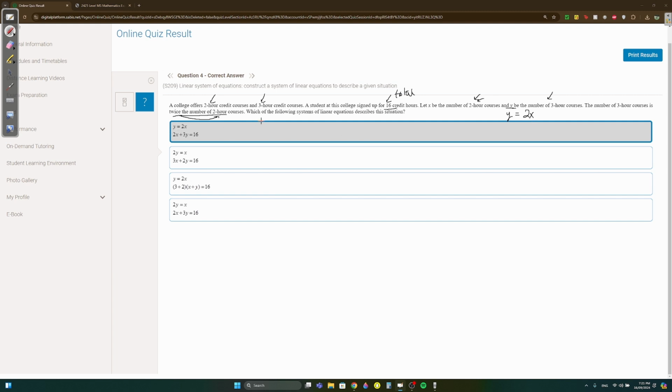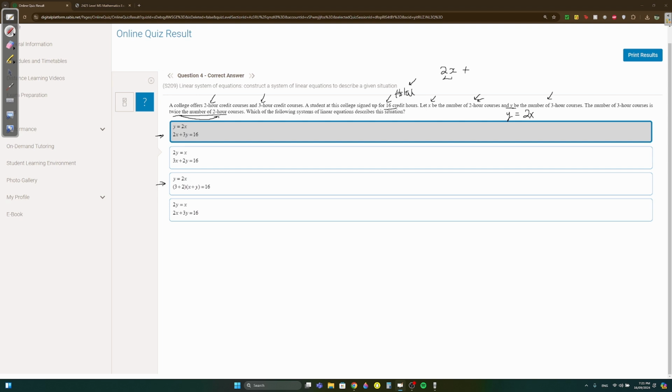So they said which of the following equations is true. So it's either this one or this one. What's the difference between this and this? We also know that the total, when you add them up, is equal to 16. Here you're adding to get 16, here you're also adding to get 16. We know that x is the number of 2-hour courses, right? So we're going to denote it by 2x.